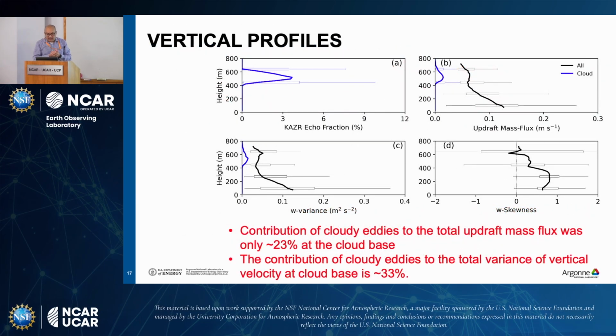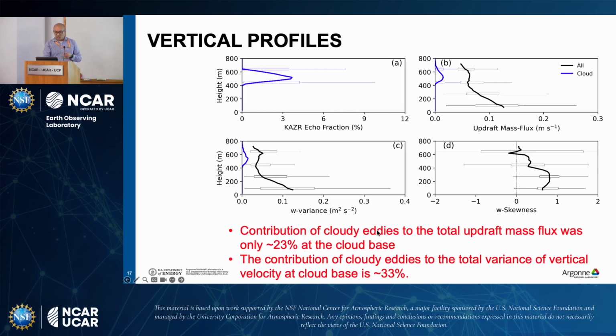All right. I don't want to spend too much time on this figure. I want to mention that we looked at vertical profiles of mass fluxes, echo fraction, so cloud fraction, etc., and vertical velocity variance and skewness, because we have those variables. And what I want to mention here is that if you just look at this figure, the total updraft mass flux is pretty high compared to the cloudy portion, right? So cloudy contribution to the mass flux is about 23% at the cloud base. So very low, I think the cloudy samples are really not doing much mass transport in this case.